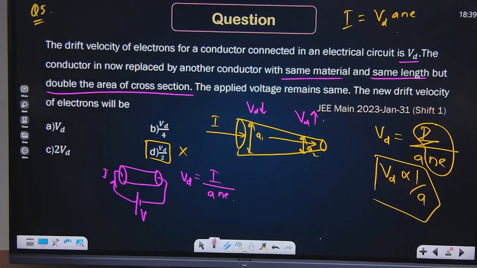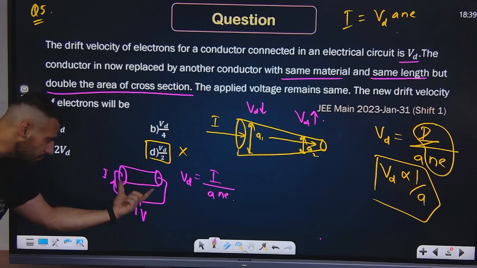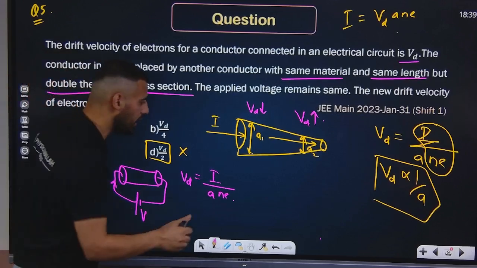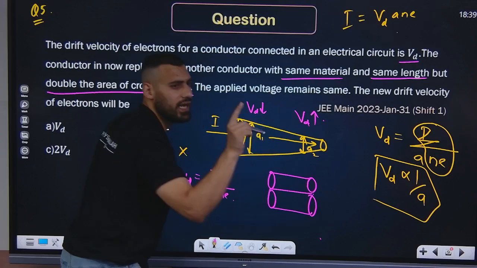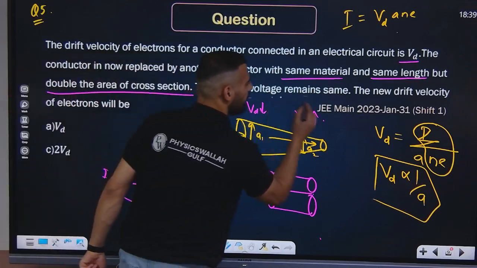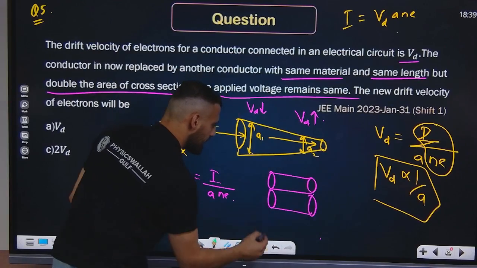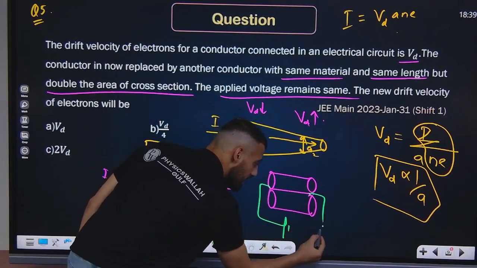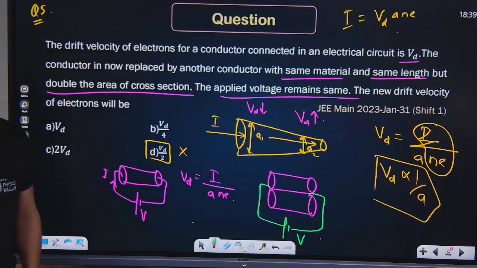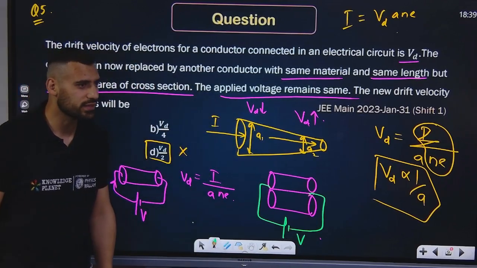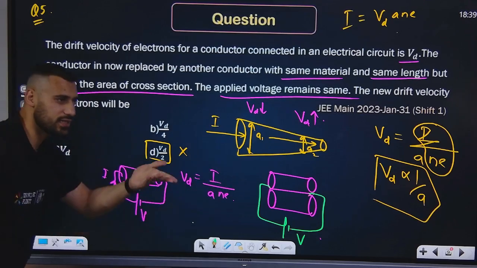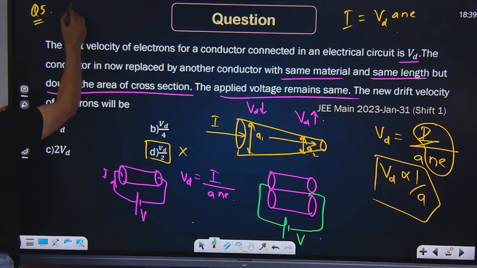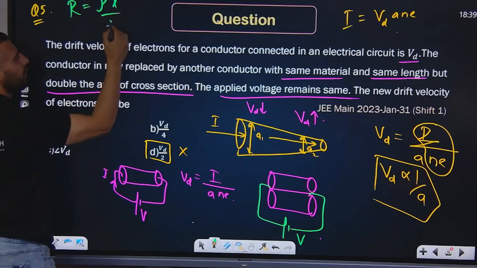Yes. But now what is he saying? Same material, same length, but double the area. Does that mean it is something like this? Yes or no? The voltage is the same, since the same battery has been applied. But tell me, will the current through the circuit be the same? By Ohm's law, V is equal to IR. Is the resistance of this and this the same? Why? Because you know resistance is equal to rho L over A.